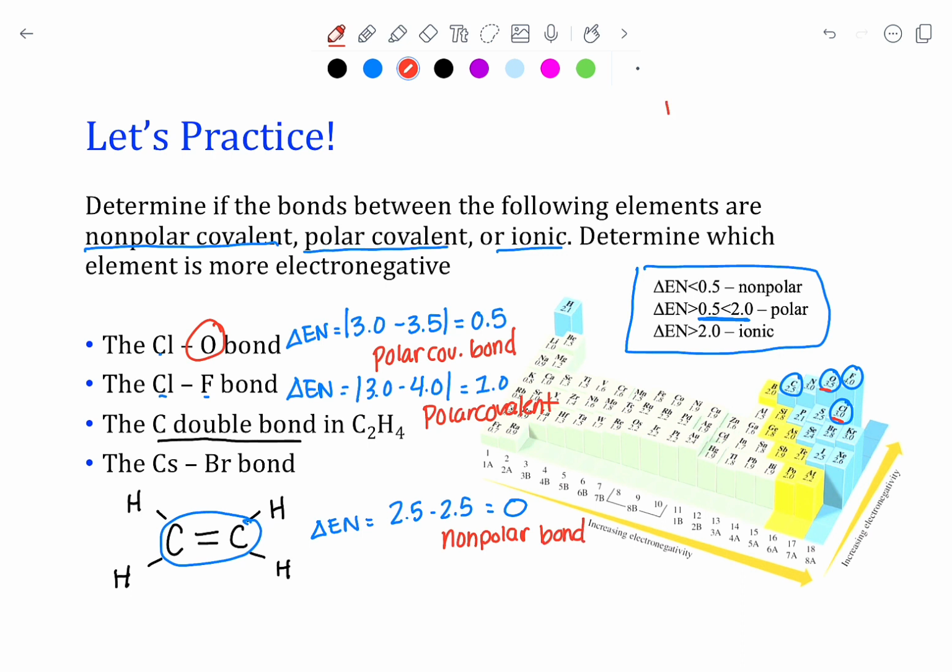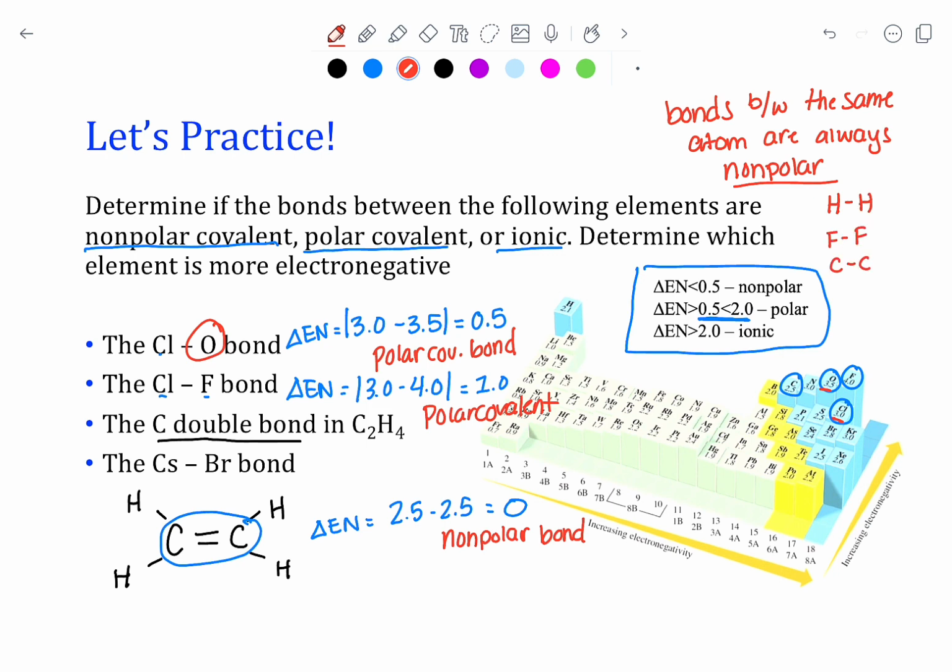Bonds that are between the same atom are always nonpolar. So if you have an H-H, F-F, a C-C, anything like that, whatever you have, if it's the same atom, the electronegativity difference is always going to be 0, and it'll always be nonpolar.